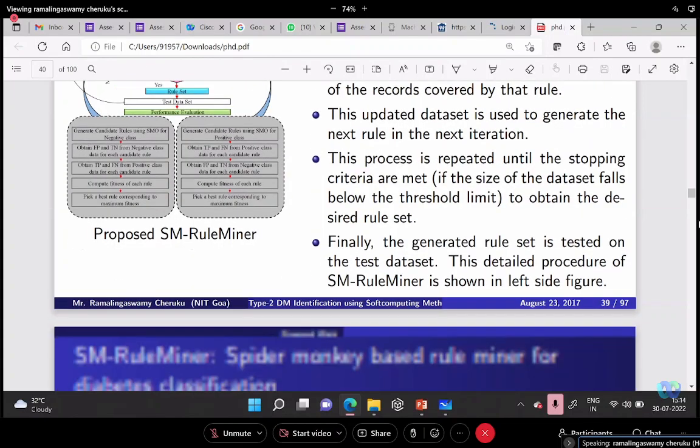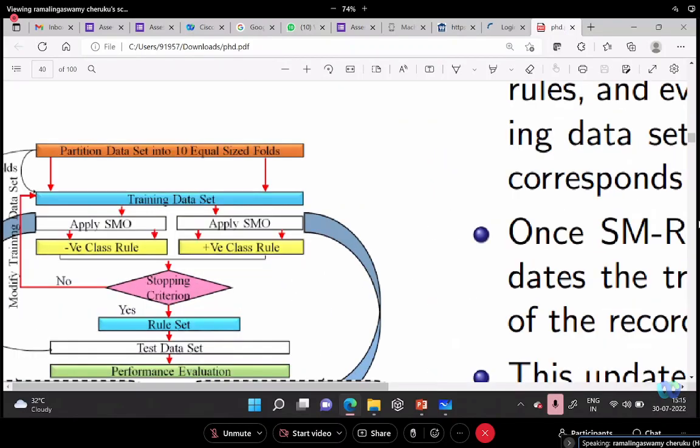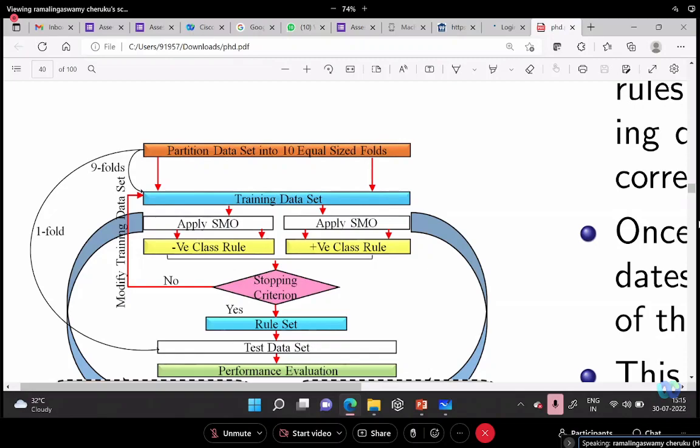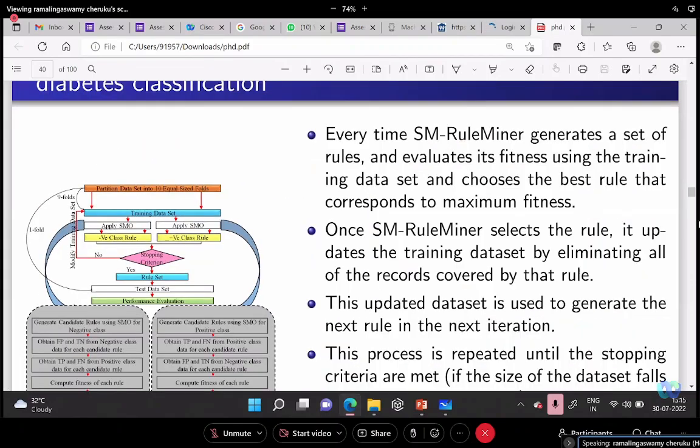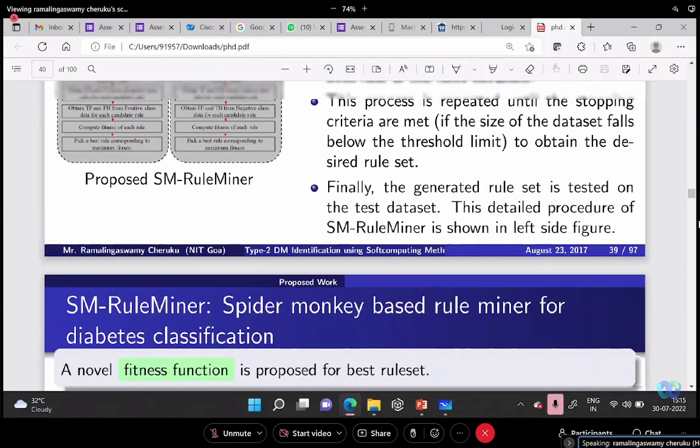The same thing. Finally, the generated rule set is tested on the test data. Once we have generated such rules, these rules will be tested again on the corresponding test data set. Of course, here we have used tenfold cross validation. I already discussed what tenfold cross validation is. Your data set is divided into 10 equal parts, and one part is used for testing and the remaining 9 parts are used for training, and this process is repeated 10 times with different training and testing data sets.